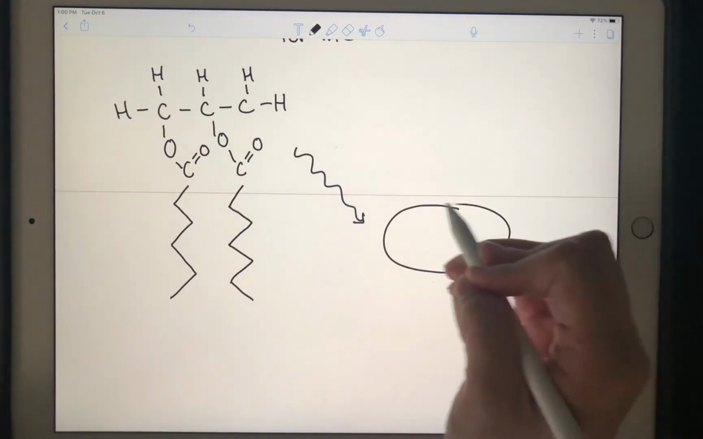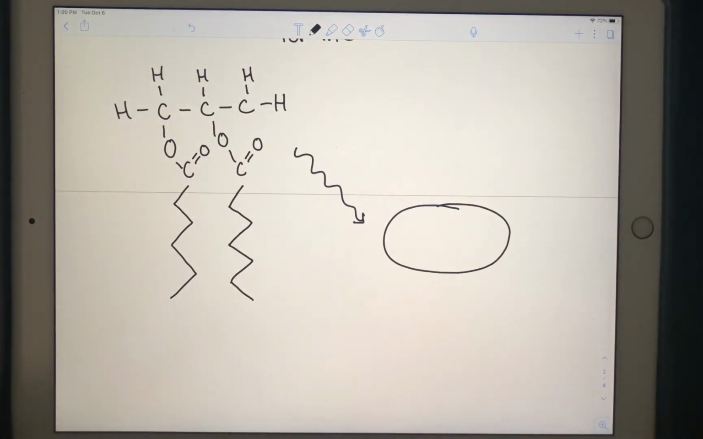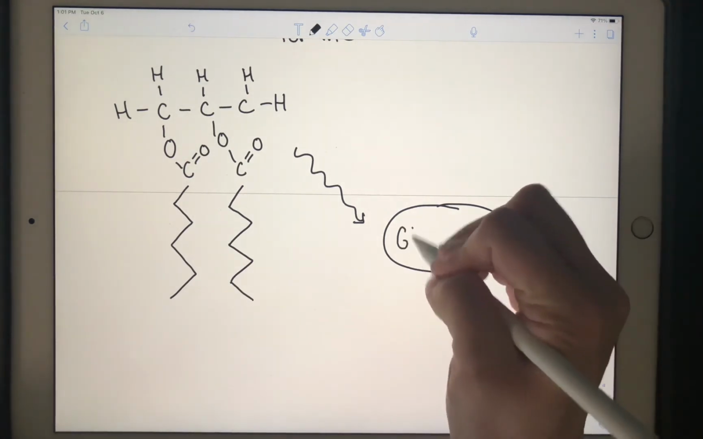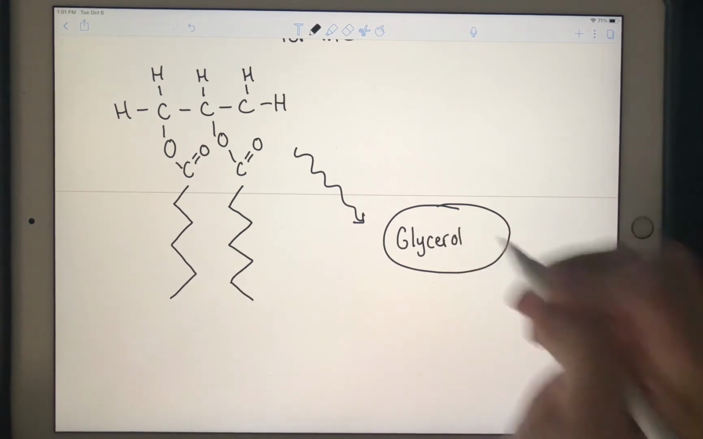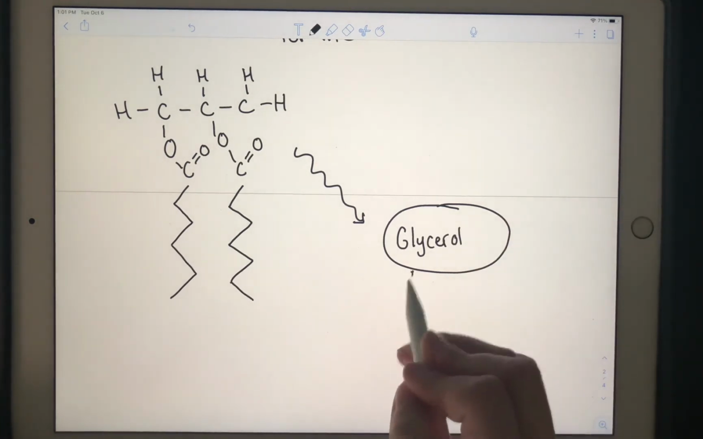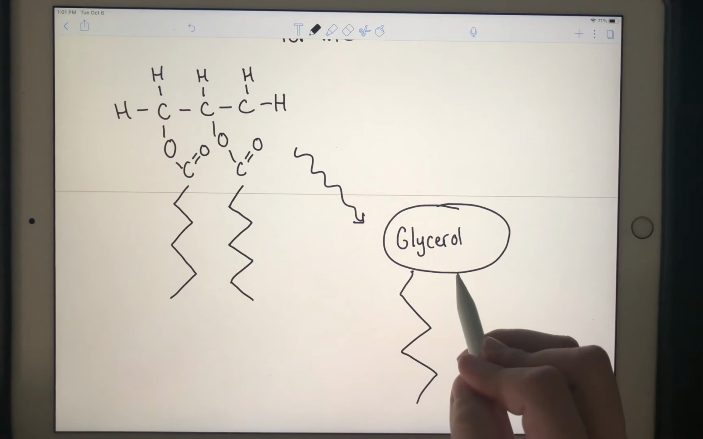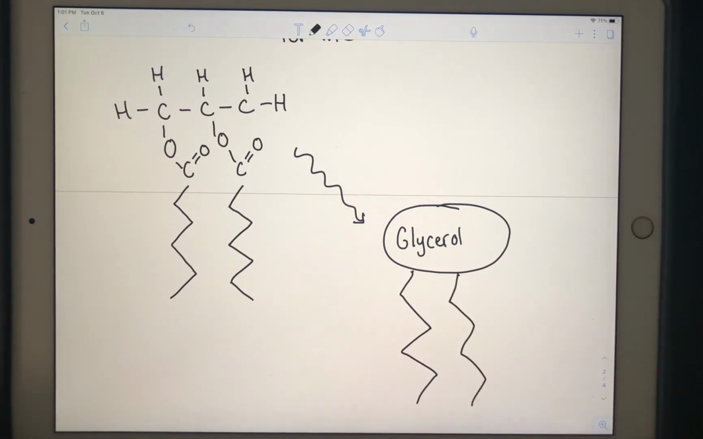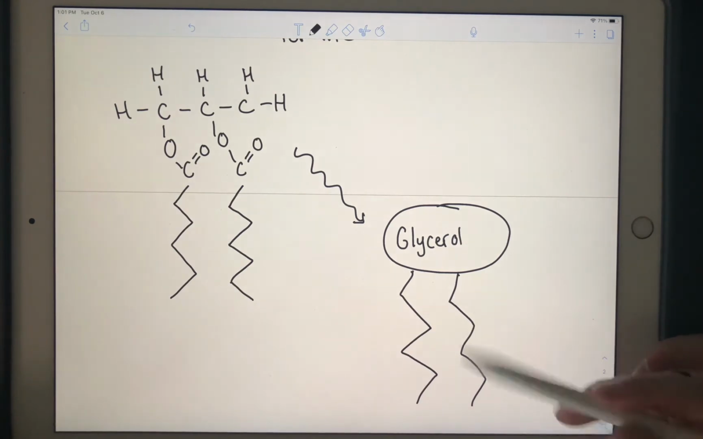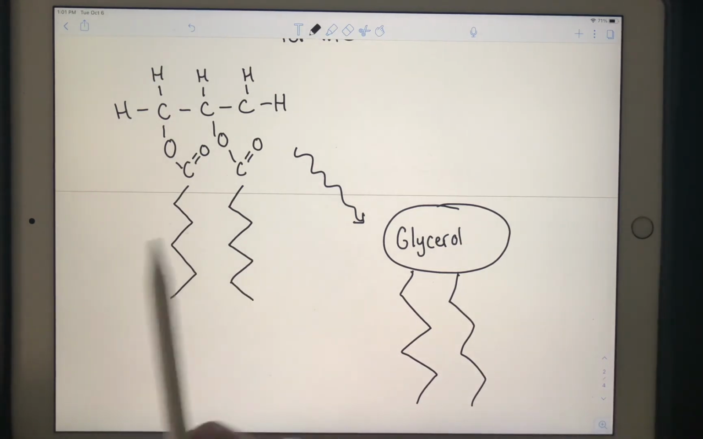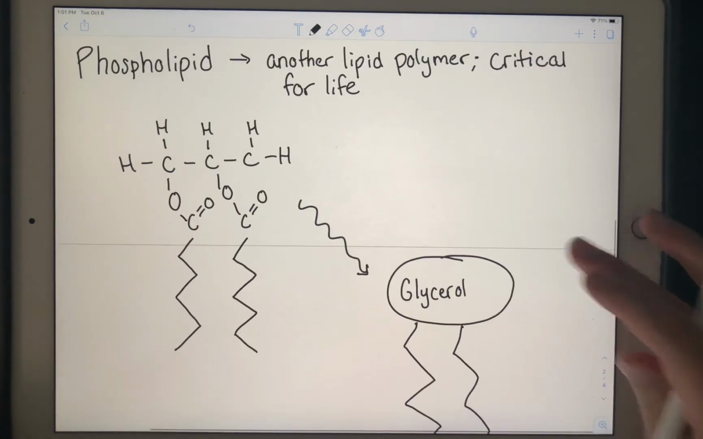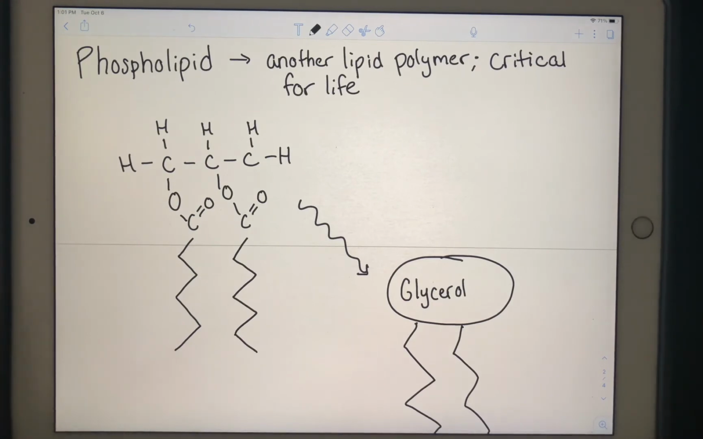We're going to have a circle. Mine got squished a little bit, so it's more oval shaped, but I'm going to label this as the glycerol for now. And I'm putting in two of those tails. And remember, it's just two because we only have two fatty acids connected, not three. If we had a third fatty acid, that would make it a triglyceride. But again, we are talking about phospholipids.